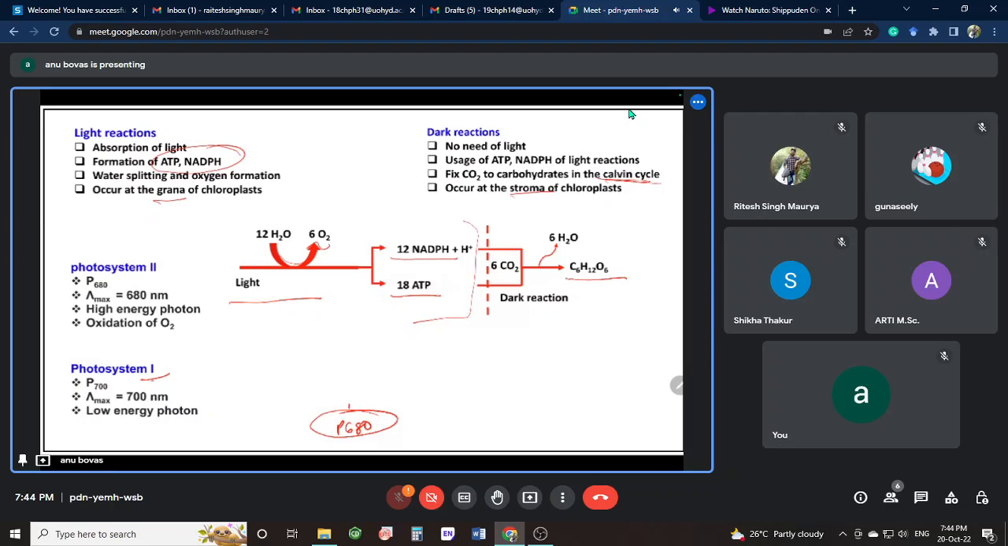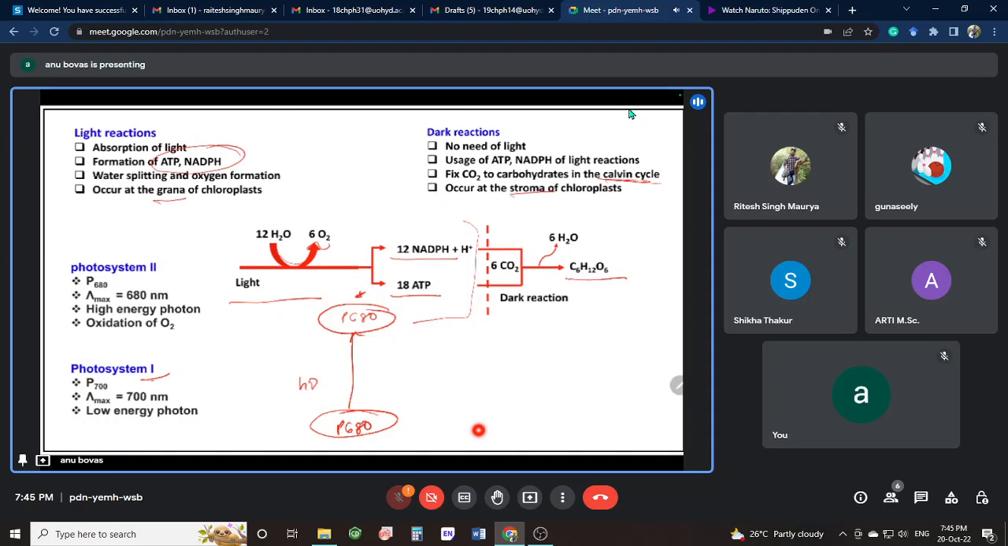P680 will absorb light. Okay, and from the ground state, it will come to the excited state. Let me represent the excited state by a star. So now P680 becomes P680 star in an excited state. This is a pigment that absorbs energy of 680 nanometer wavelength, and hence it is called P680.